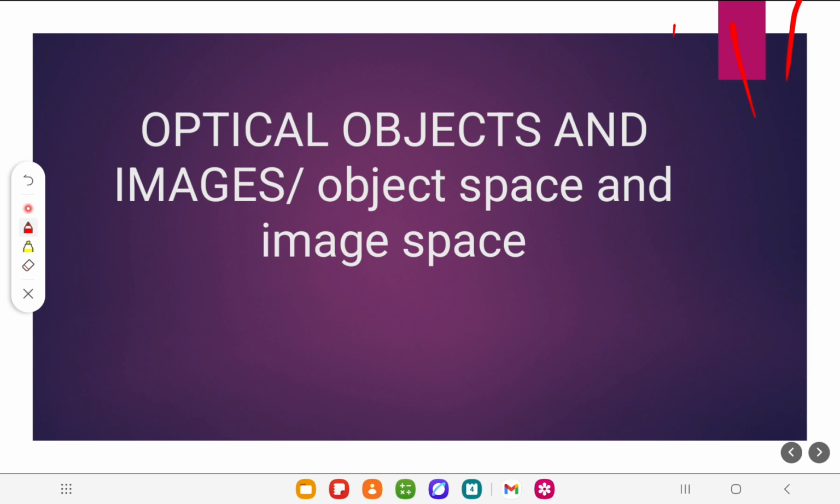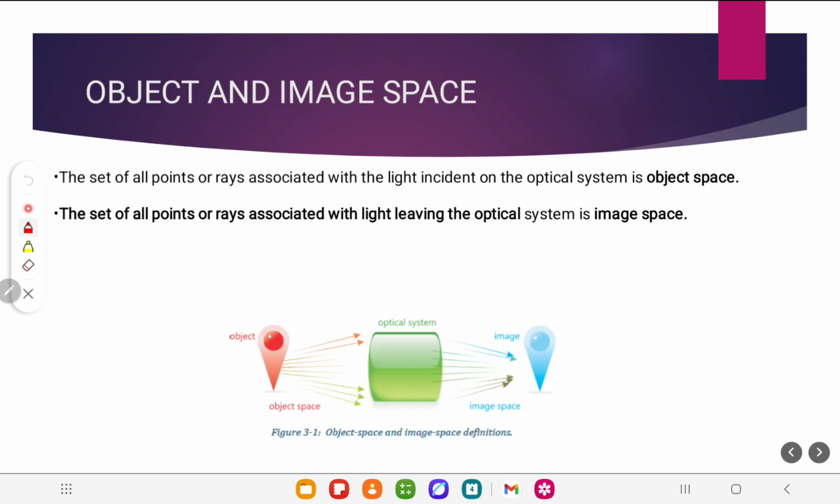This is basics, and you can skip this video, but if you want to know optics in depth, you have to understand what is meant by object space and image space, or optical object and optical image, and how optical object and optical image play a role. It's very important to understand this concept. Let's start with object space and image space.